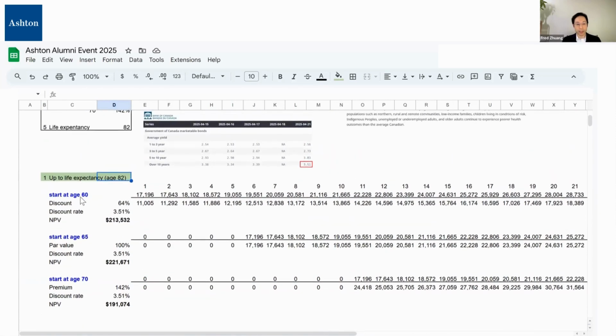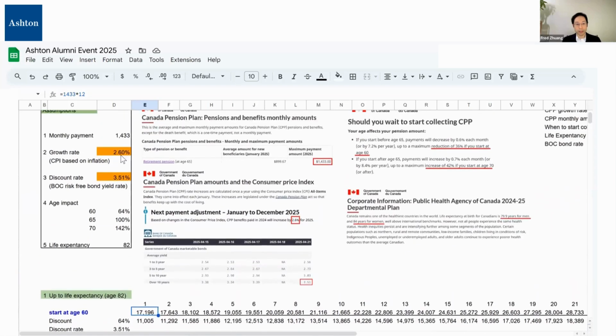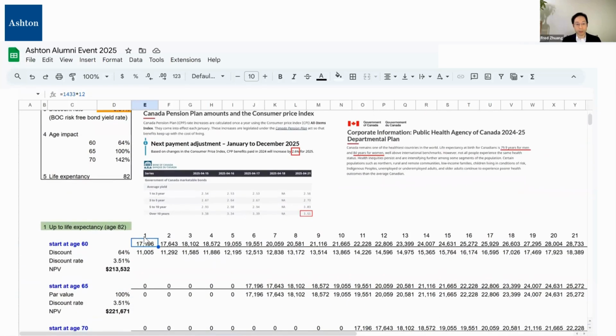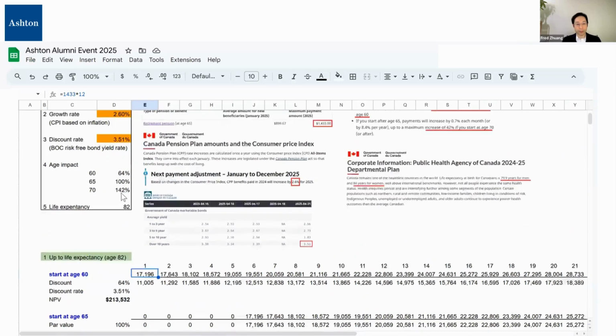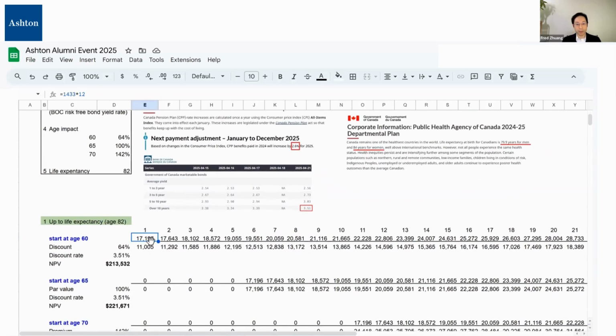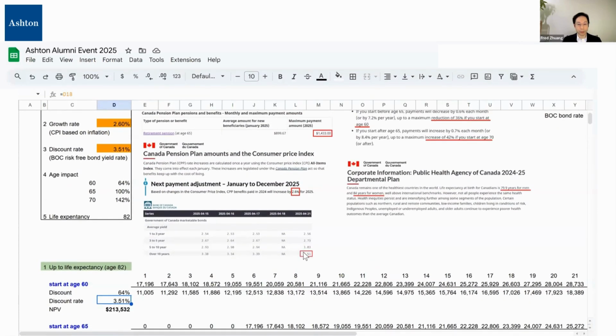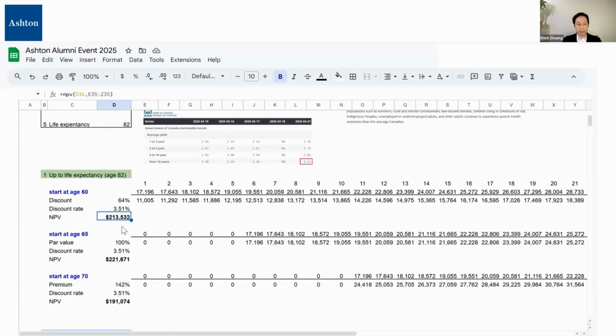The first one is at age 60. So by age 60, we already have our CPP income, which is the monthly payment times 12, so that's the annual one. And we're getting a 64% rate, so we're going to go ahead and discount this by that amount. And that is our annual cash flow. We're going to discount this back using the risk-free bond rate of 3.5%, and we'll get an NPV.